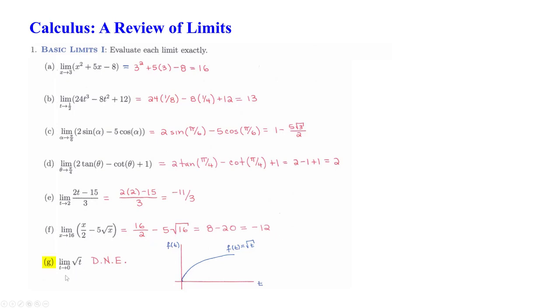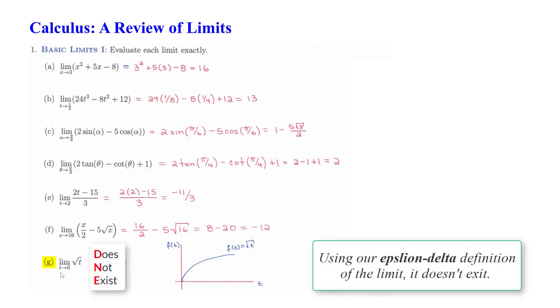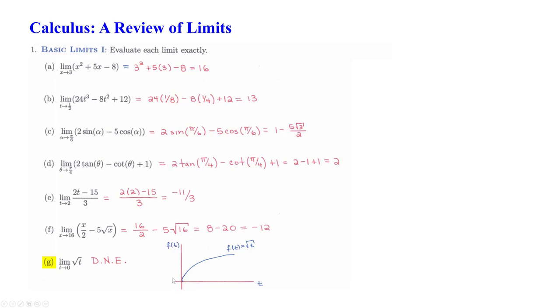Now, the square root function. So the limit as t goes to 0 of root t, that limit does not exist. Why? Because the limit concept is a two-sided concept, and the domain of the square root function is 0 to infinity.